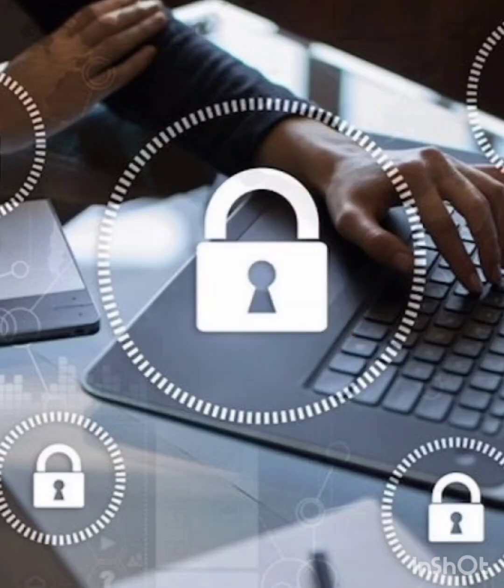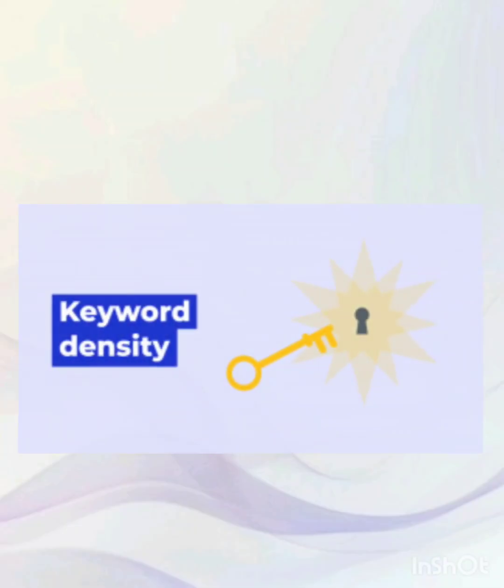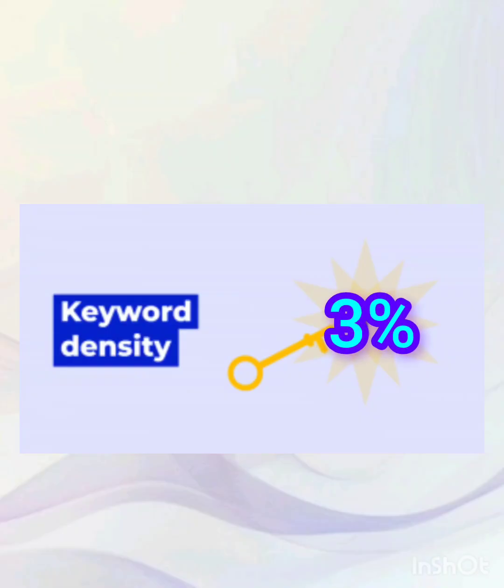And the important thing, after you write your content, please check the keyword density. Use less than 5%, or I would say keep it 3%. That is the standard, and that will help you keep your user busy and happy about your content.